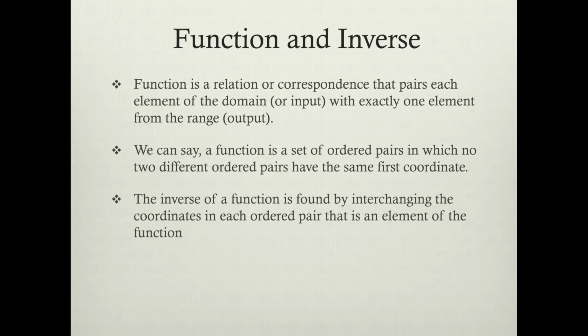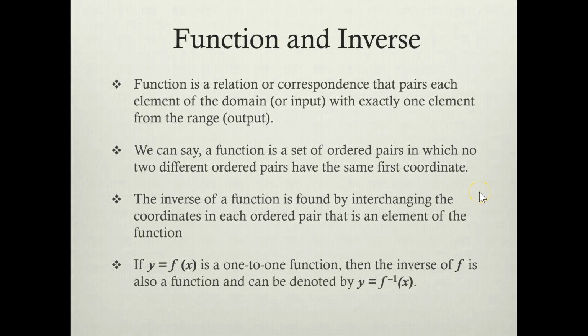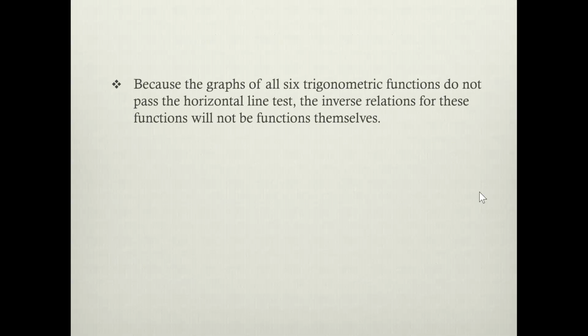The inverse of a function is found by interchanging the coordinates in each ordered pair of the function. With the inverse, the domain and range of the function have switched roles. If y equals f of x is a one-to-one function, then the inverse of f is also a function and can be denoted by y equals f inverse of x.